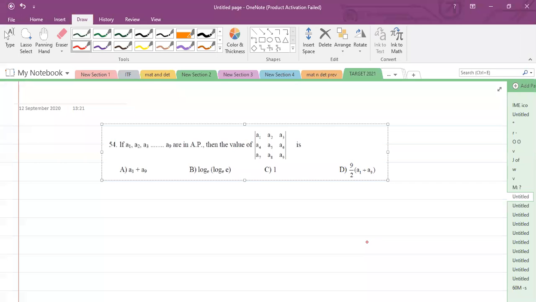Okay, so no idea regarding this. Okay, somebody answered. No, it is not C. It is not C. No, it is not D.